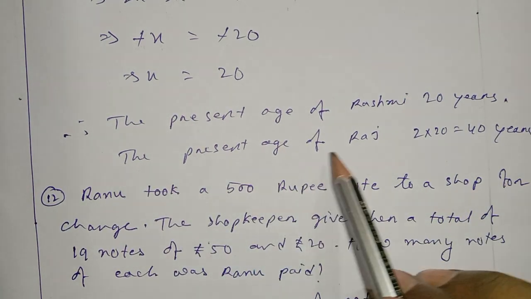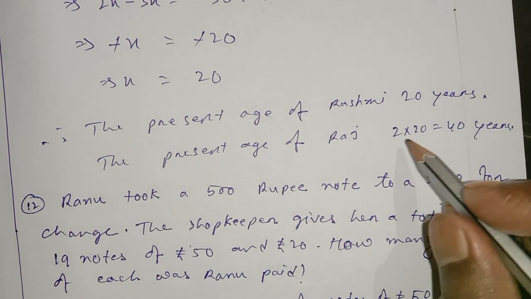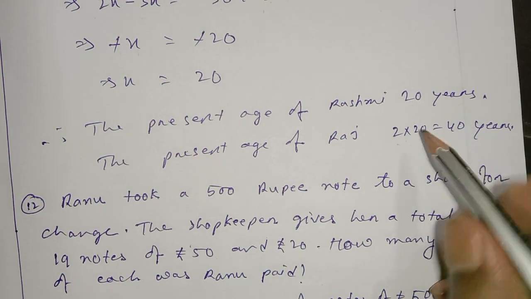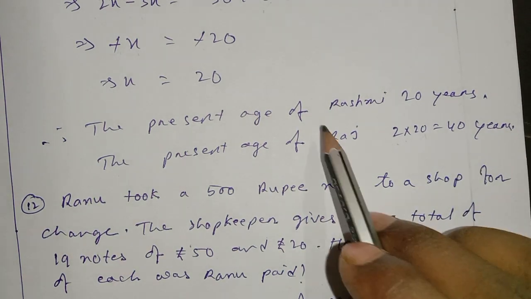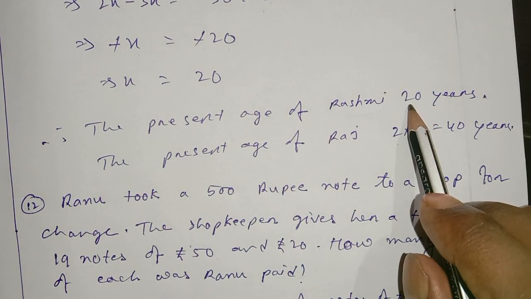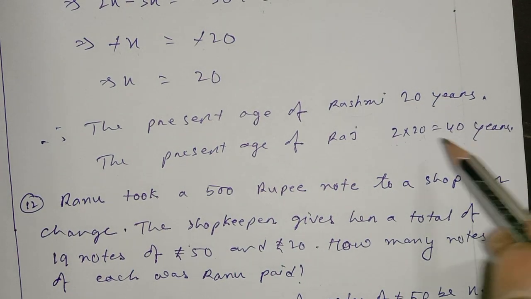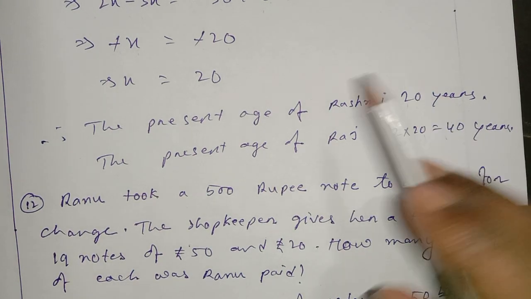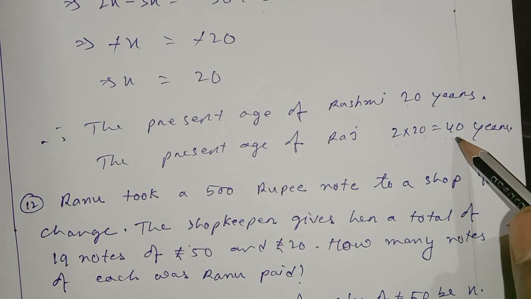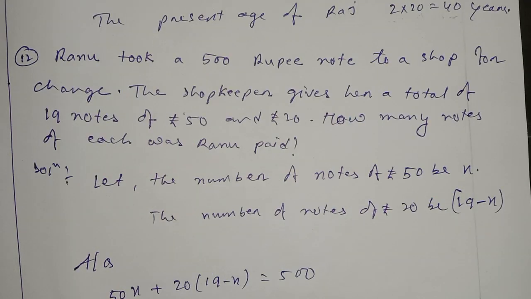The present age of Raj will be how much? 2x we have taken. 2x means 2 into x, and x value is 20. Then 2 into 20 is 40 years. So Rashmi's present age is 20 and twice of 20 will be 40 only. The question already said that Raj is double Rashmi's age. Rashmi is 20, then Raj is 40 only. Okay, then next we will start question number 12.